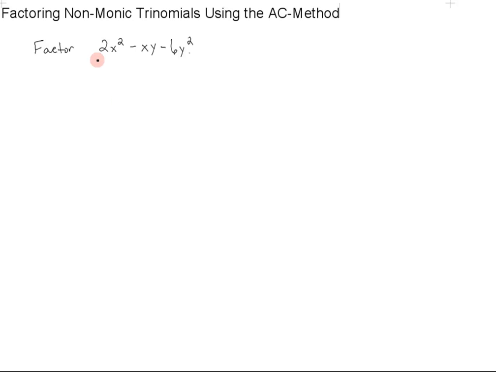So whenever you have a non-monic trinomial, meaning the first coefficient is not a 1, then you may want to use what's called the AC method. So why is it called the AC method?